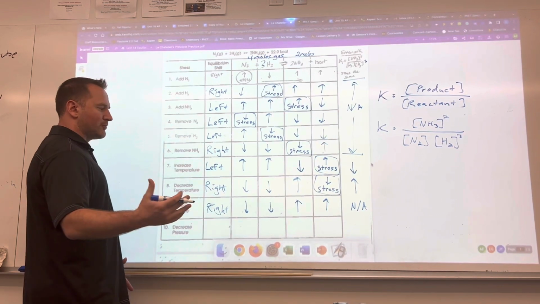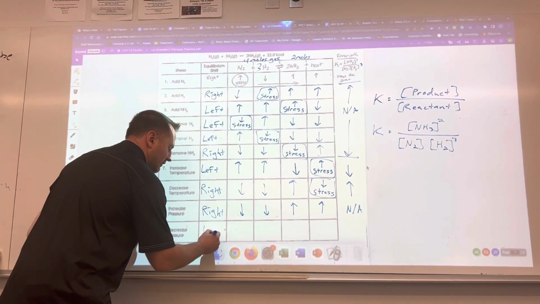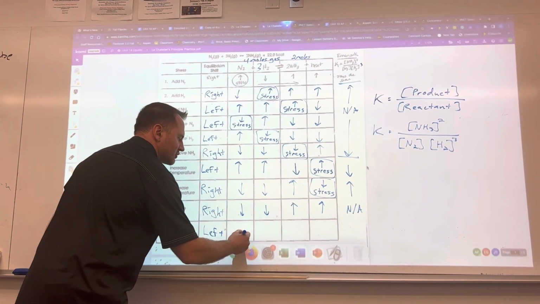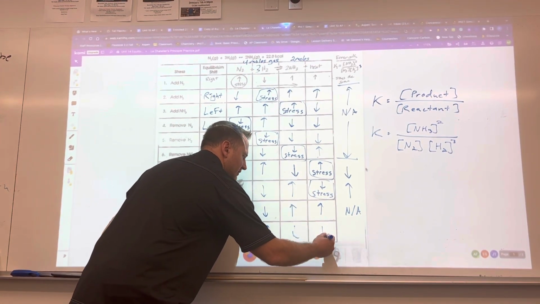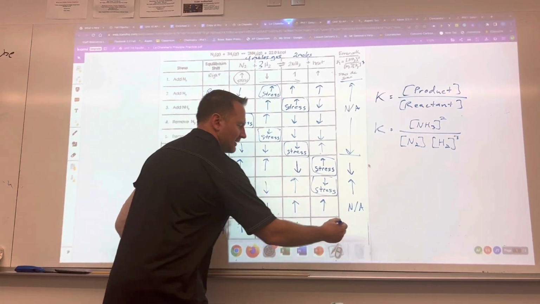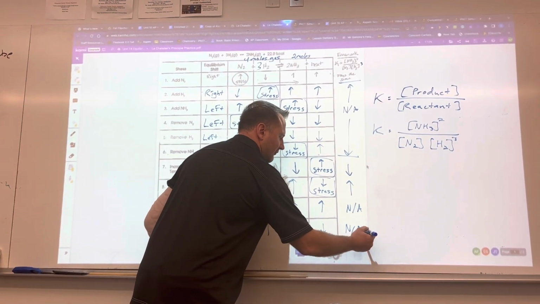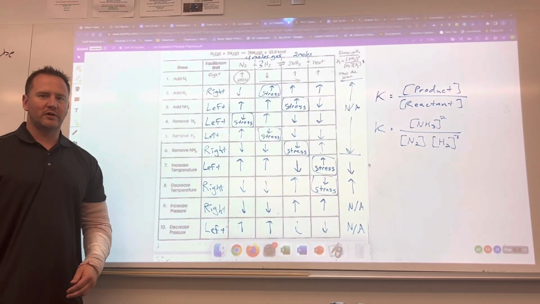If we decrease the pressure, it will favor going to the left where there are more moles of gas, so we would increase our concentrations of reactants and decrease our concentration of products, and again, not affect the equilibrium constant.